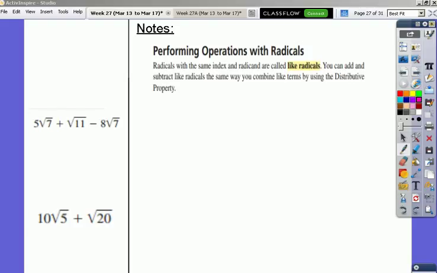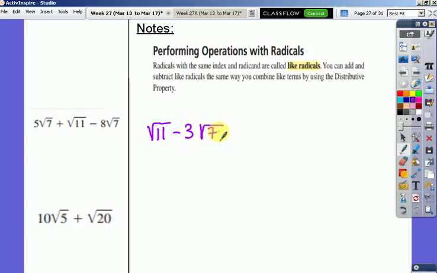So either you need to make it that way by simplifying your radical, or if you can't simplify them, then you just have to leave them alone. So for example, for the first one, I can combine the 5 root 7 and the 8 root 7 because the root 7s are the same index and radicand. 5 minus 8 is what? So that root 11 can't combine with anything because it doesn't have a like radical. And then you have a minus 3 square root 7.